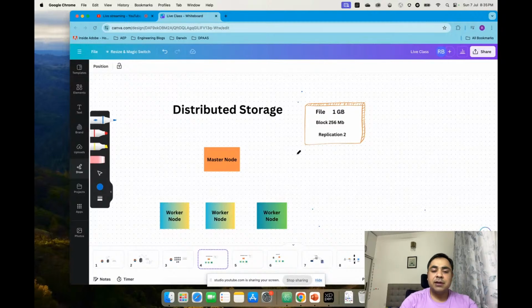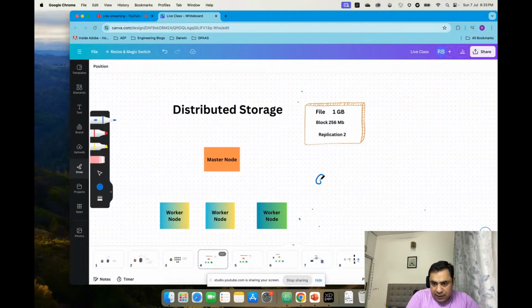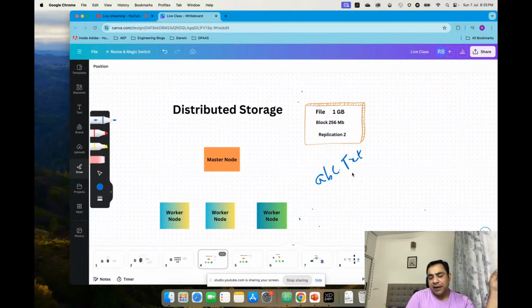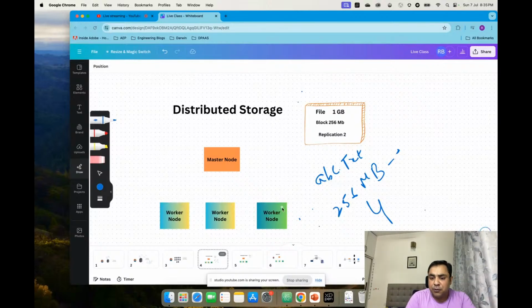When I say four blocks, let's say your file is abc.txt, and it is of 1 GB. When you're actually going to store this file in Hadoop, this file will break down into four blocks of 256 MB each. So you would have four blocks, and these four blocks would be stored on worker nodes. In Hadoop terms, we call it data node, but like any distributed system, we could say worker node. You could have two blocks here, one block here, one block here.